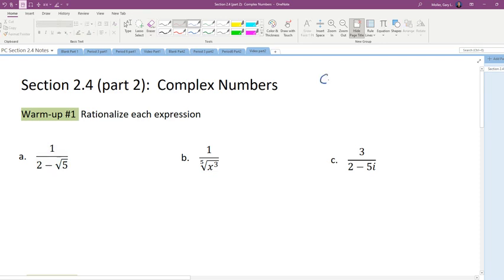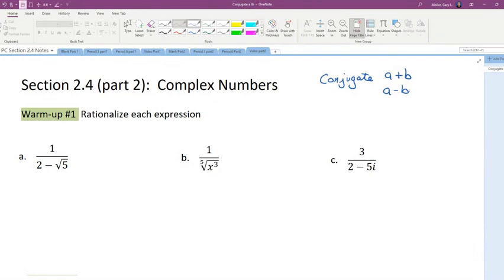If you remember, if you have a plus b, the conjugate of a plus b would be a minus b. These are what's known as conjugates of each other. So they're not opposites, right? We didn't change the a to a negative. We just changed the operation in the middle. A plus b becomes a minus b.